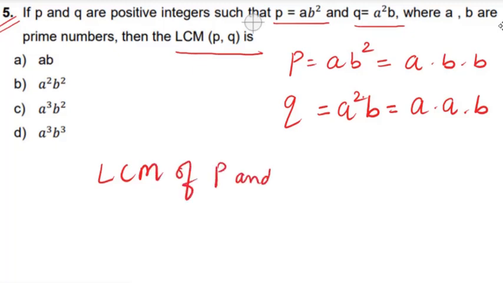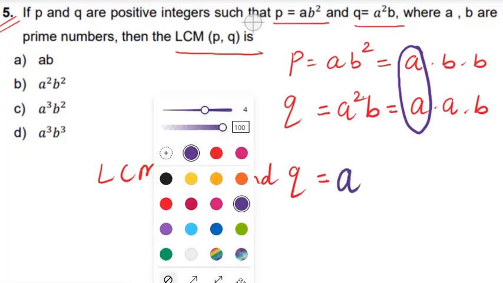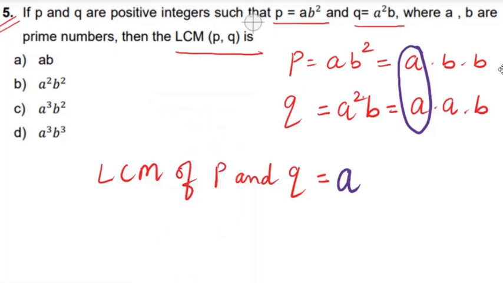So to find the LCM of P and Q, first of all we'll find which is common. So what is common? Common is A, so we will write one time A. What is common other than this? We have B common. So B is also common. A is common, so we'll write it one time. B is common, so we'll write one time B.